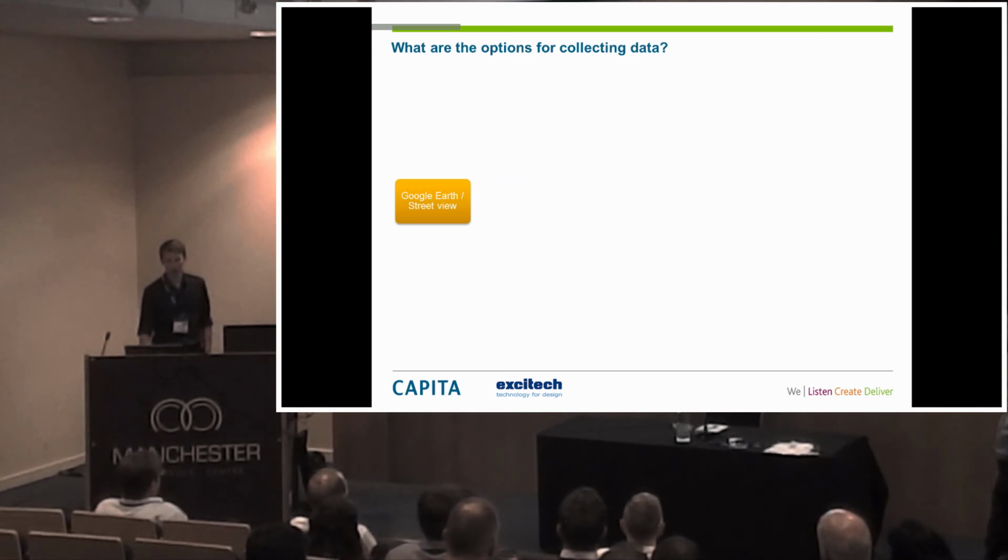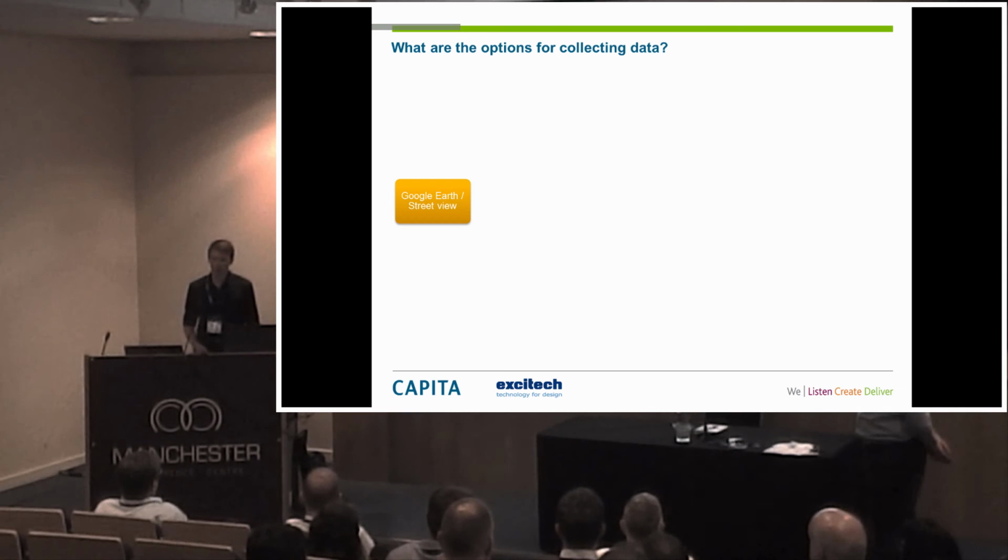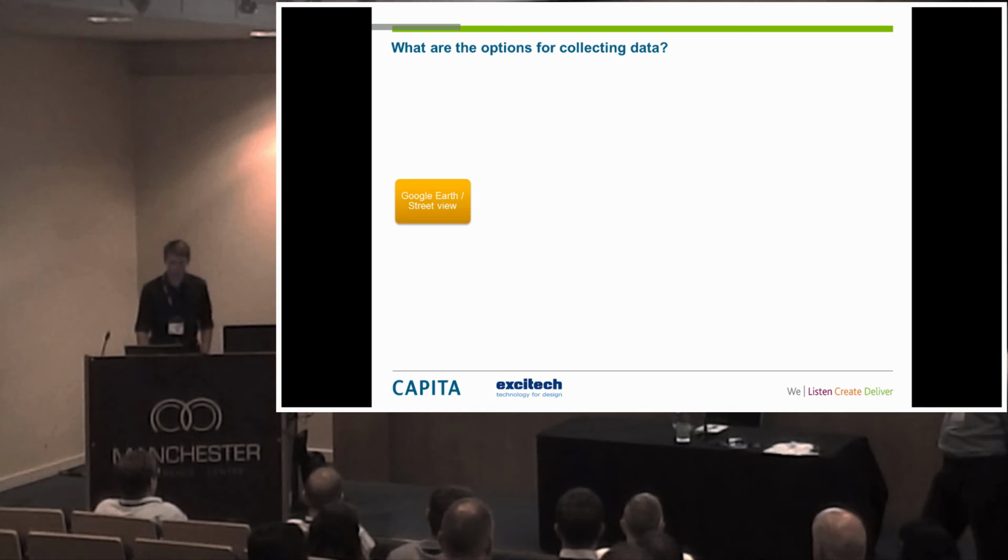So, what are the options for collecting data? I had a little think about this and thought, if you take a project, what options do you have in front of you? Depending on size, scale, project, location, a few different options. First one we came up with was Google Earth, Street View, the basic things. You go onto Google, you type in your site postcode, you find it, you have a look. It's great, gives you some information.